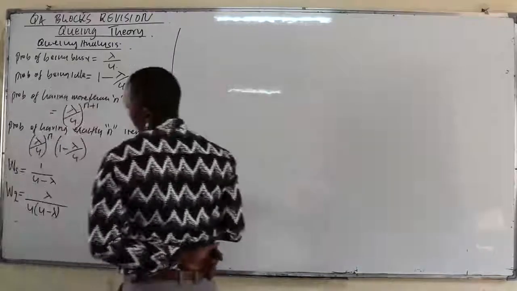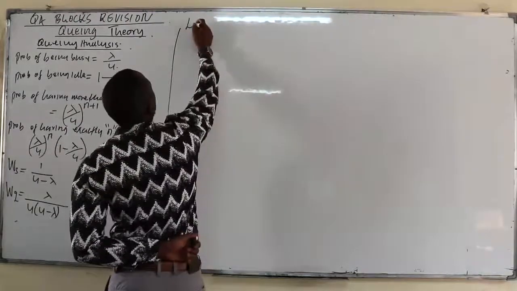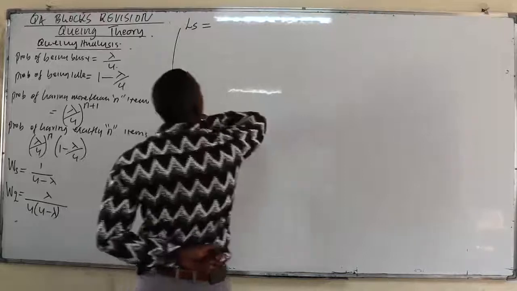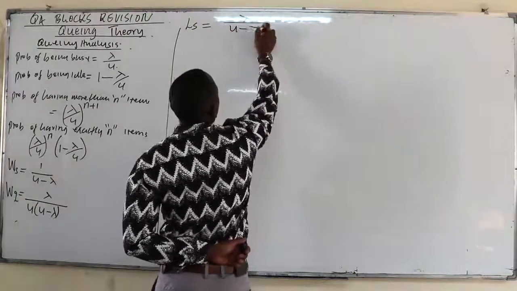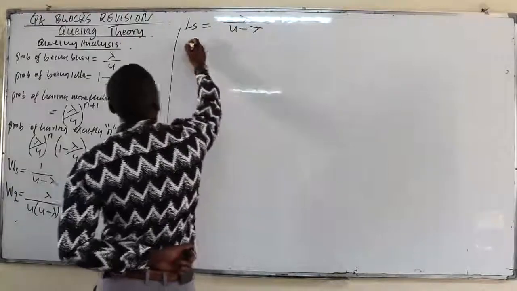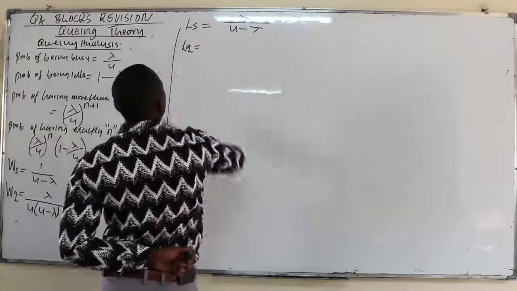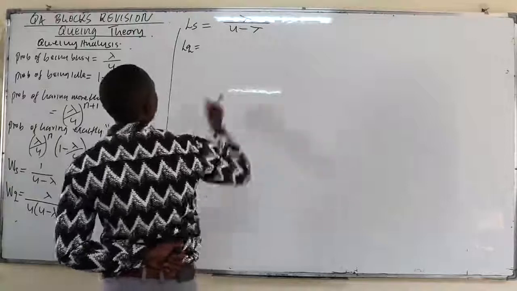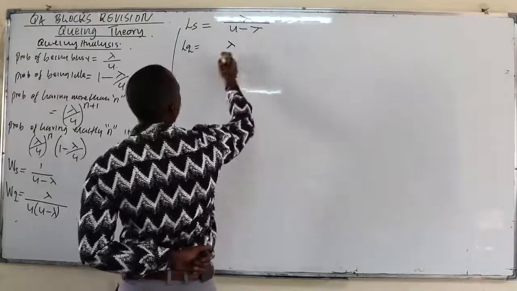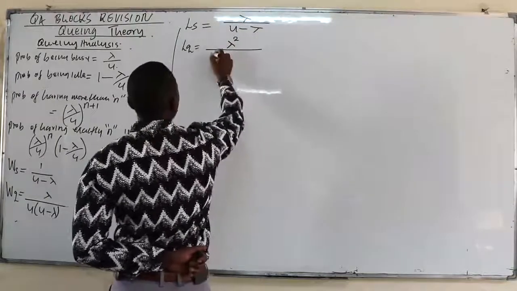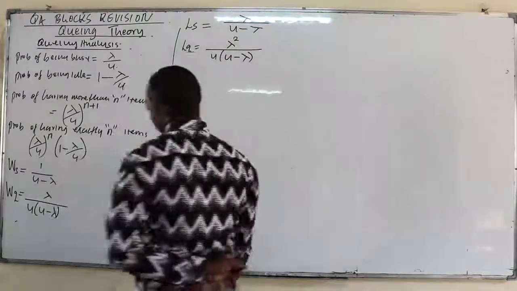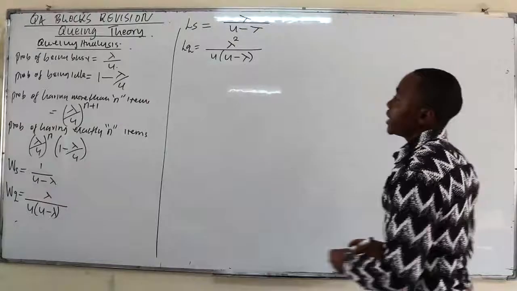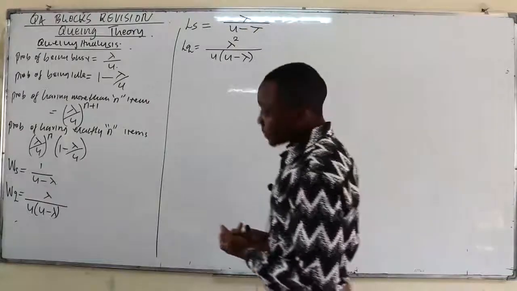And then how do we get items in the system? You take the arrival rate over the service rate minus the arrival rate. And to get the items in the queue, you take the arrival rate squared over the service rate times the service rate minus the arrival rate. So that's how you do the queuing analysis.